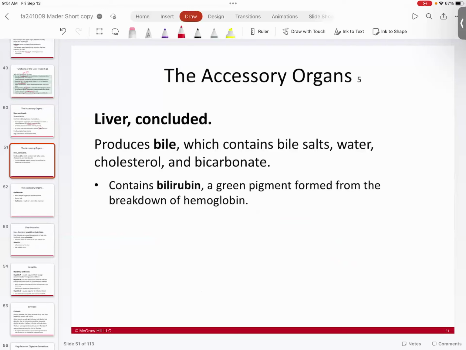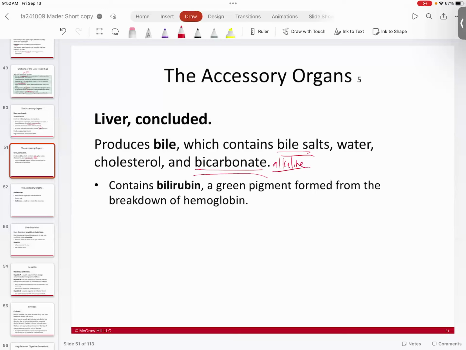And these bile salts will be alkaline in nature. And of course, it'll also have a bicarbonate, which is also alkaline. And so it'll be full of bile salts, water, cholesterol will be in there, and of course bicarbonate. So it's kind of a witch's brew of a lot of different things.